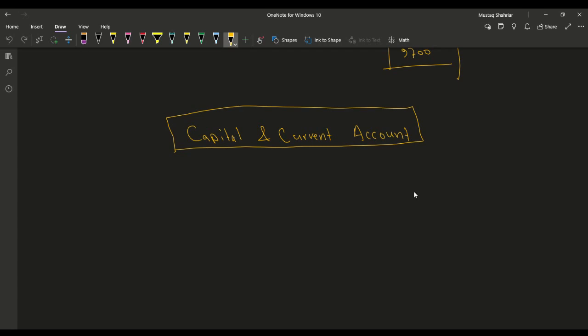Alright, so when is a capital and a current account formed? If a business decides to keep its capital fixed, we form a current account.